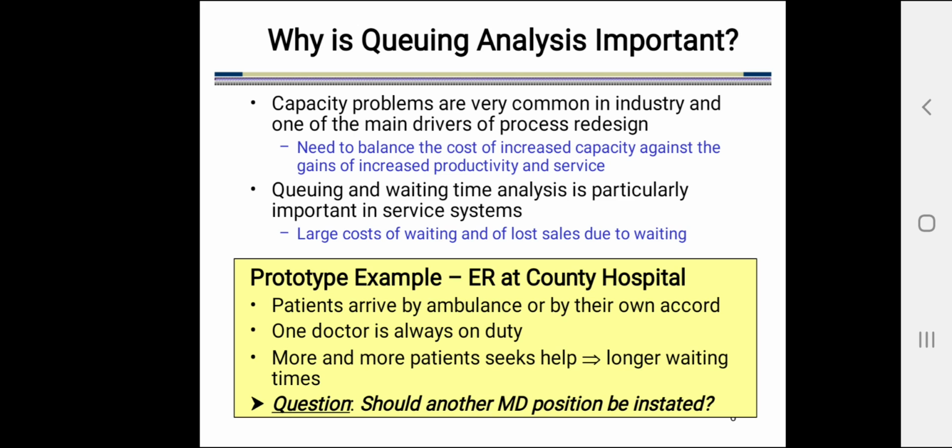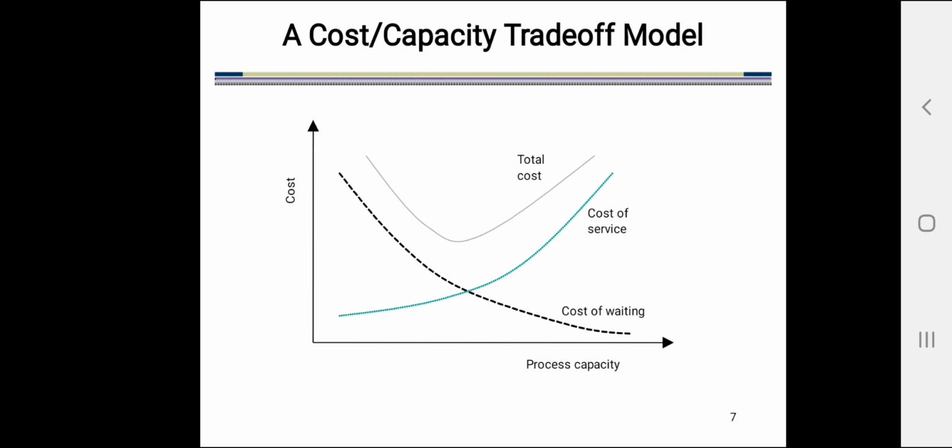One doctor is always on duty, and the more patients seek help, the longer the waiting time. This is one example. Here there is a cost and capacity trade-off. The cost of waiting reduces when you increase capacity, but when you increase the capacity, the cost of service increases. So you have to consider one point, the optimum point.